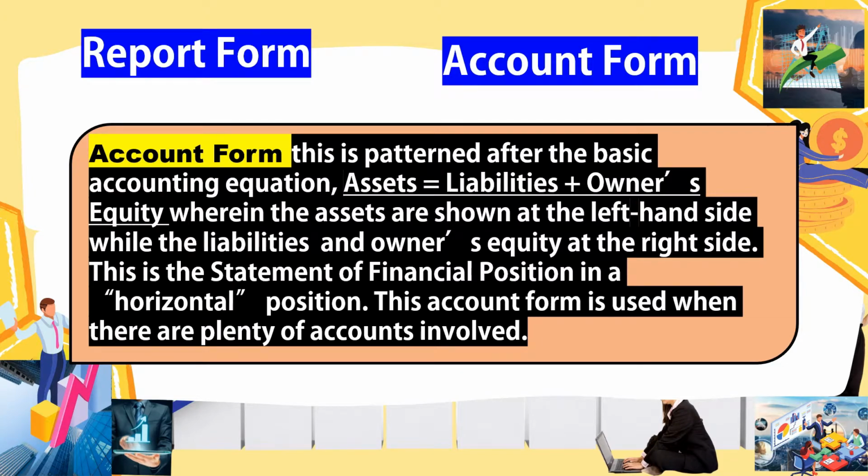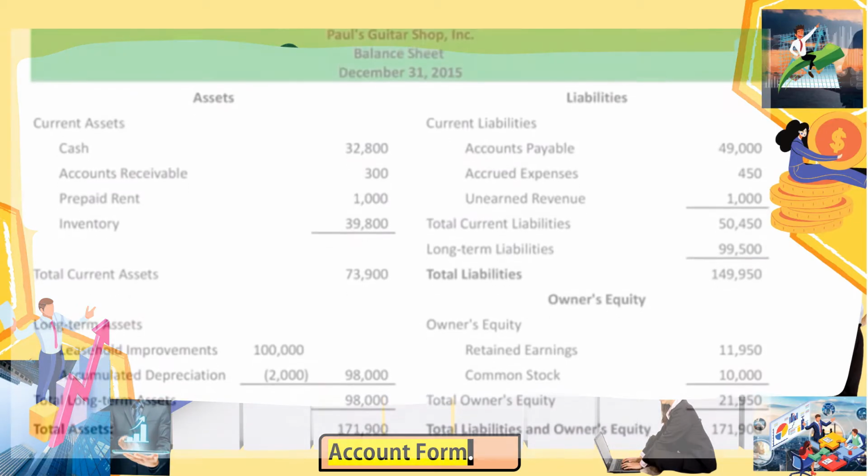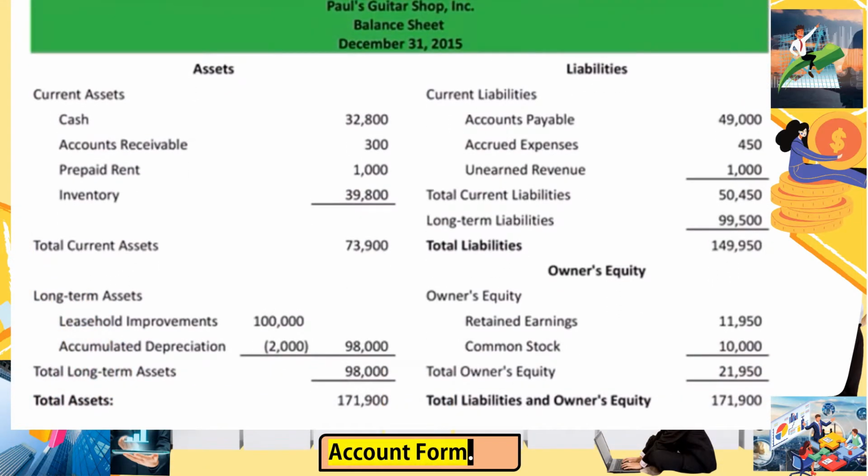This account form is used when there are plenty of accounts involved. This is an example of an account form. It is patterned with the accounting equation. Assets must be placed at the left-hand side while the liabilities and owner's equity are at the right side.